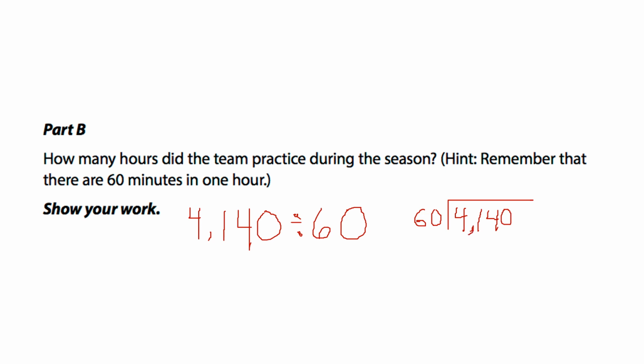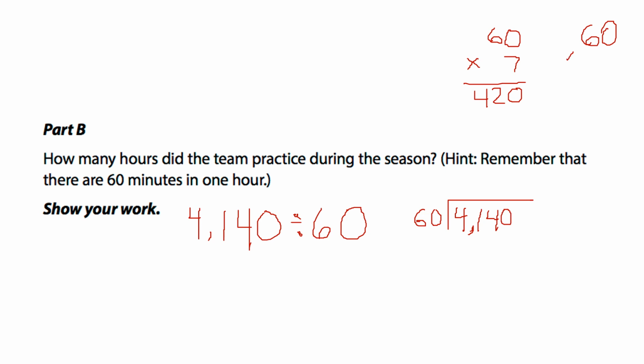So I know 60 cannot go into 4, 60 can't go into 41, 60 can go into 414. I'm going to guess and check to the side. I know that 6 times 4 is 24, so 60 times 4 will give me 240. We could probably go a little higher than that. I'm going to try 60 times 7 and see what we get. 7 times 0 is 0. 6 times 7 is 42. Oh, we're a little bit too high, so let's try one lower.